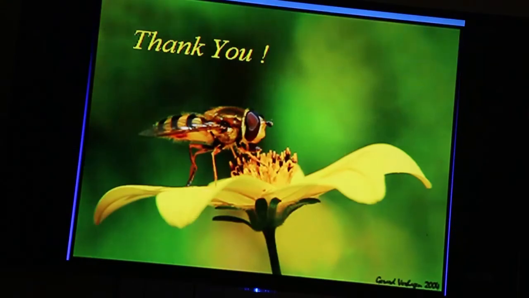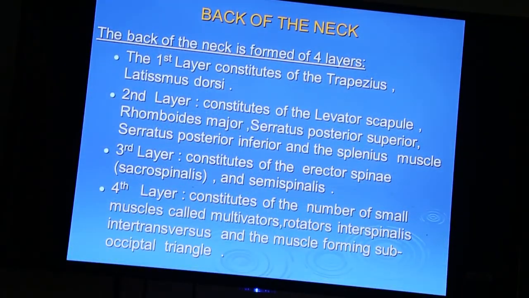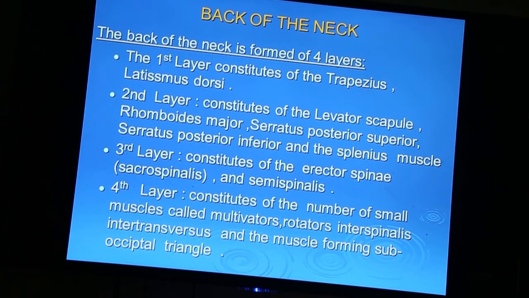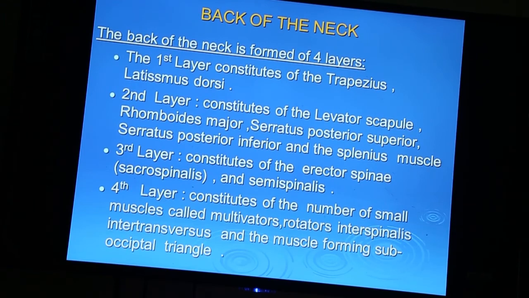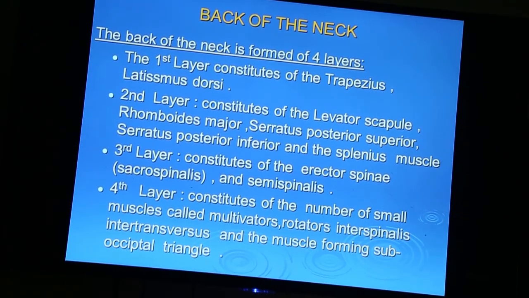Back of the neck. This is the last slide. It is formed of 4 layers. First layer consists of trapezius and latissimus dorsi. Second layer consists of levator scapulae, rhomboid major, serratus posterior superior and inferior, and splenius muscles. Third layer consists of erector spinae and semispinalis. Fourth layer consists of a number of small muscles called multifidus, rotatores, interspinales, intertransversarii, and muscles forming the suboccipital triangle.